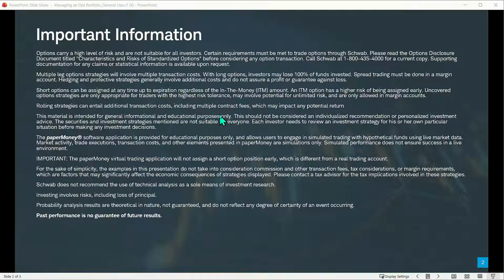One, options do carry a high level of risk and are not suitable for all investors. Multiple leg option strategies involve multiple transaction costs. Short options can be assigned at any time up to expiration, regardless of in-the-money amount. Rolling strategies can entail additional costs, including additional transaction costs, multiple contract fees, and the like.